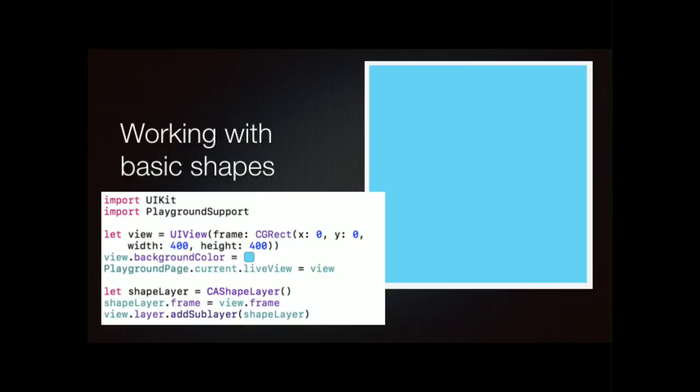Now, another important type of layer that we can work with are shape layers. Okay? And shape layers basically contain a Bezier path that will be drawn as part of its rendering. So we're going to create a view, and we're going to create a shape layer that has the same frame as our base view, and then we'll add that as a sublayer. And there's nothing to see once you've done that.